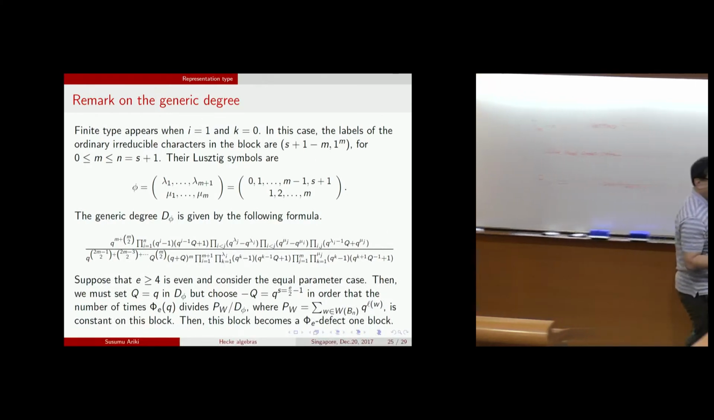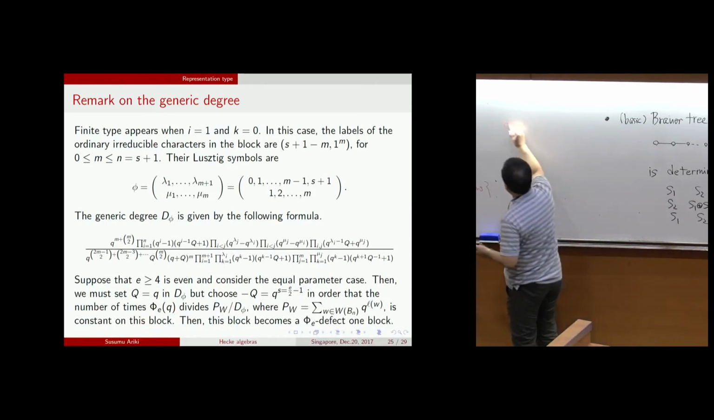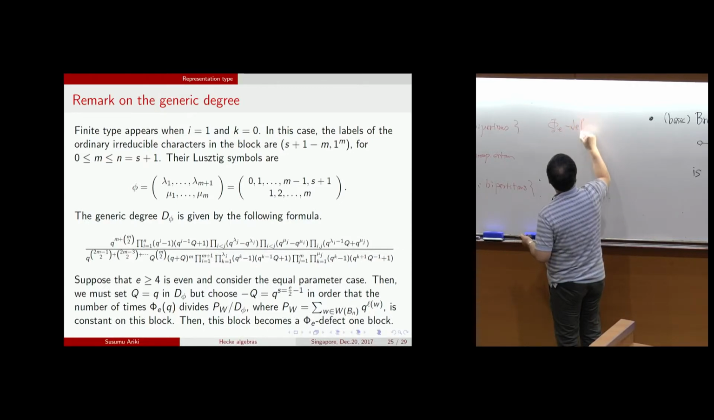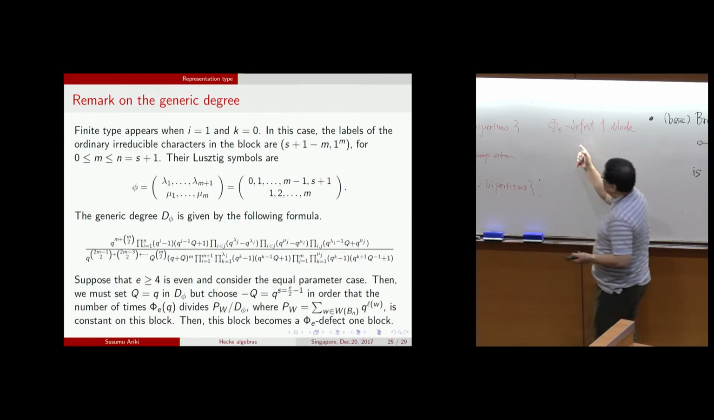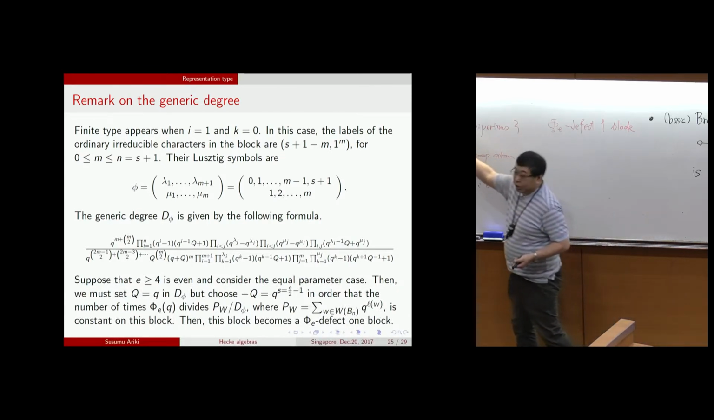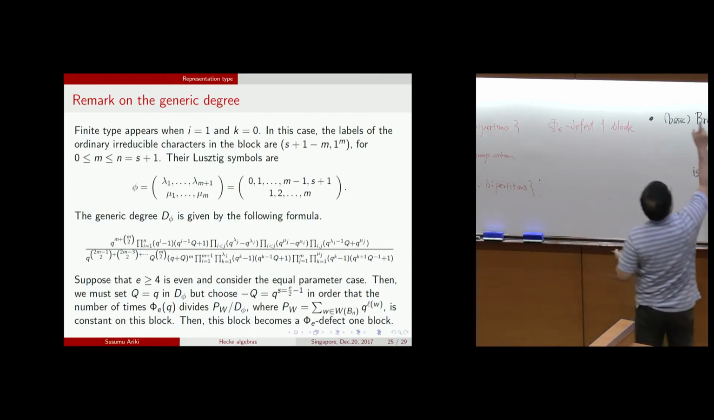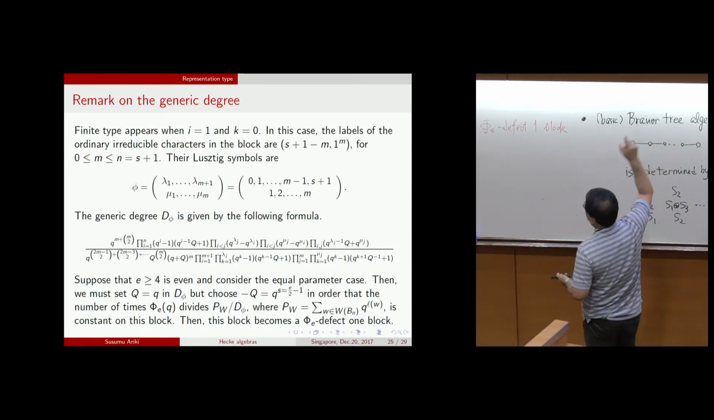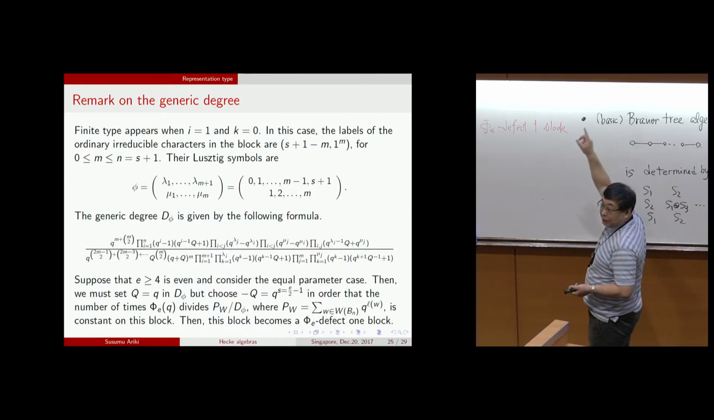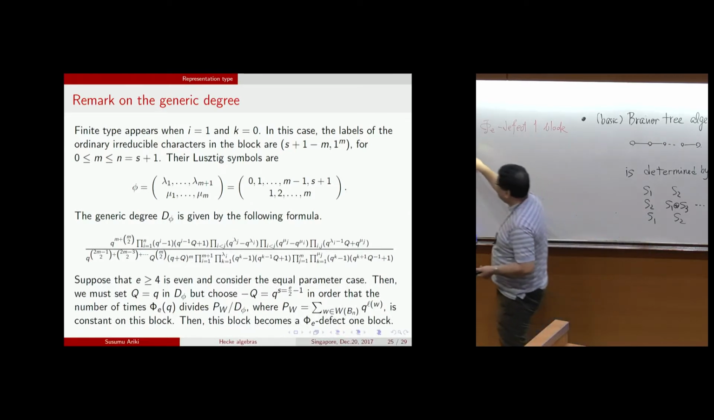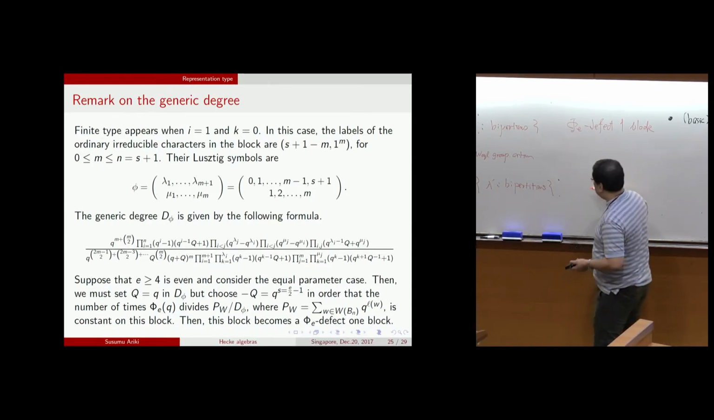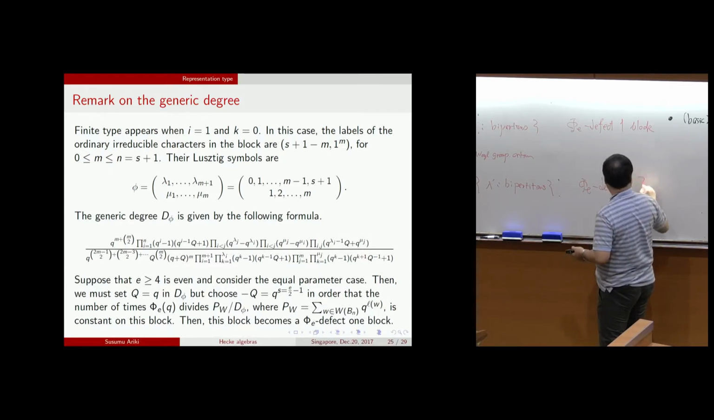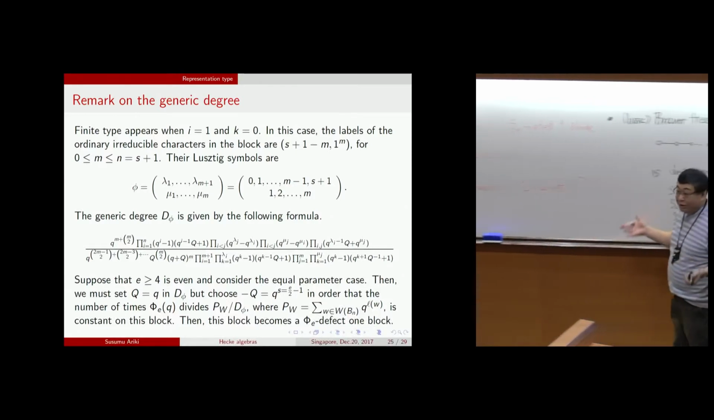What we could expect is that if this is a phi defect one block, meaning that for all the bipartitions in the block, the number of times phi divides P_w over d_phi is constant, and the constant is 1, and then we apply the affine Weyl group action. This is also very combinatorial, a purely combinatorial question.